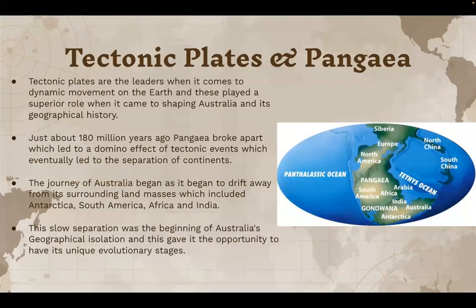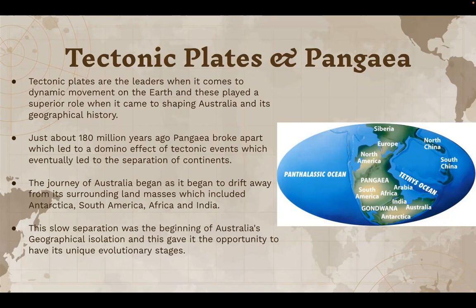So tectonic plates were the leaders when it came to the dynamic movement on the Earth, and these played a superior role when it came to shaping Australia and its geographical history. Just about 180 million years ago, Pangaea broke apart, which led to the domino effect of tectonic events, which eventually led to the separation of continents.